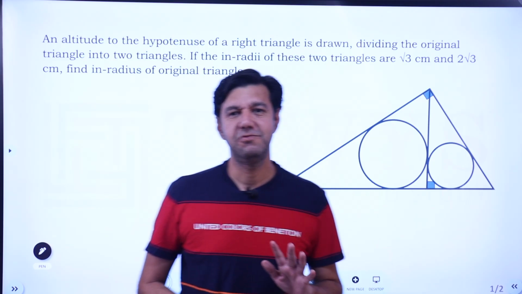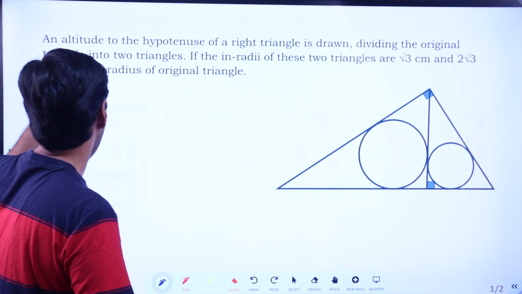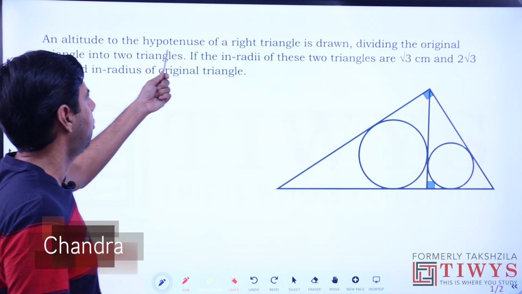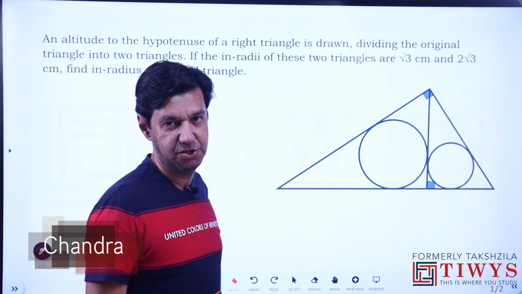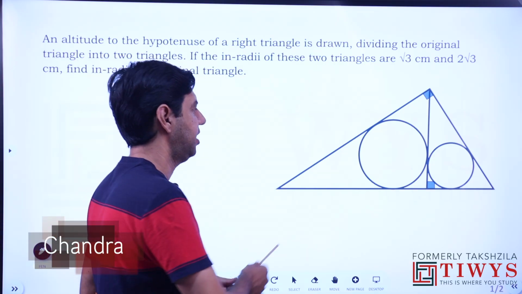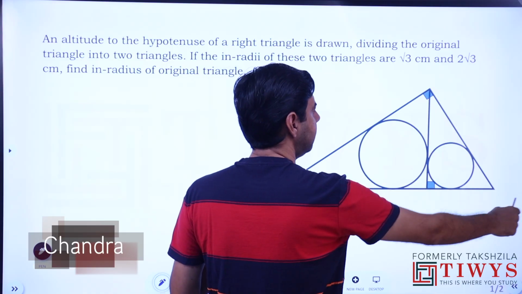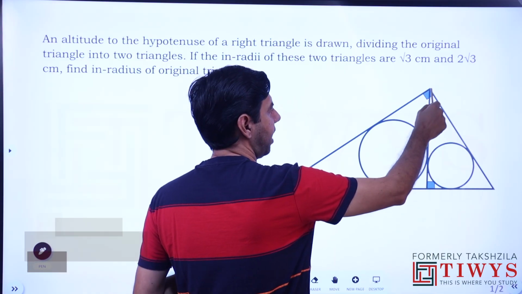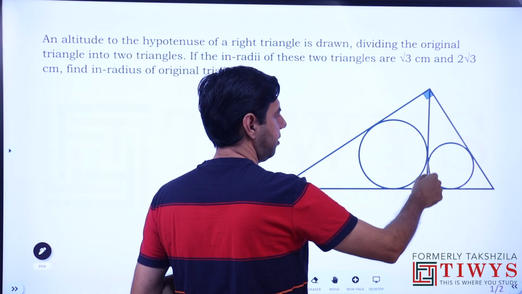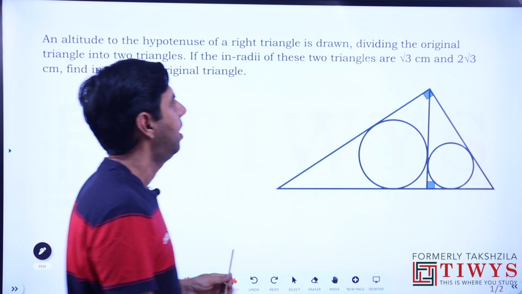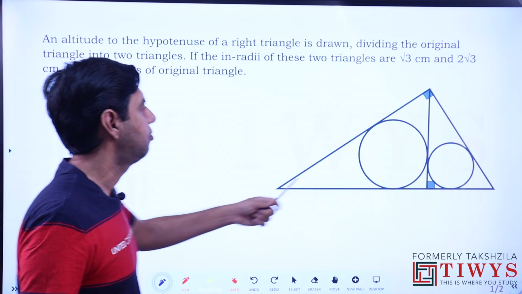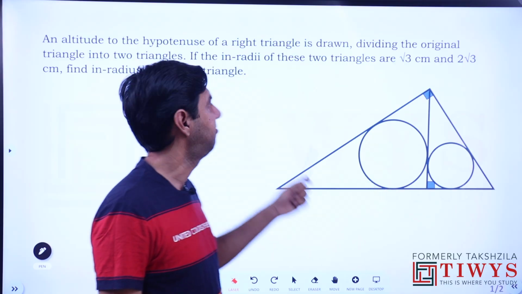An interesting question for you to try. An altitude to the hypotenuse of a right triangle is drawn. There's an adjoining image also. So we have a right triangle, and from the right vertex we draw an altitude to the hypotenuse, dividing the original triangle into two triangles, the right and the left triangle.